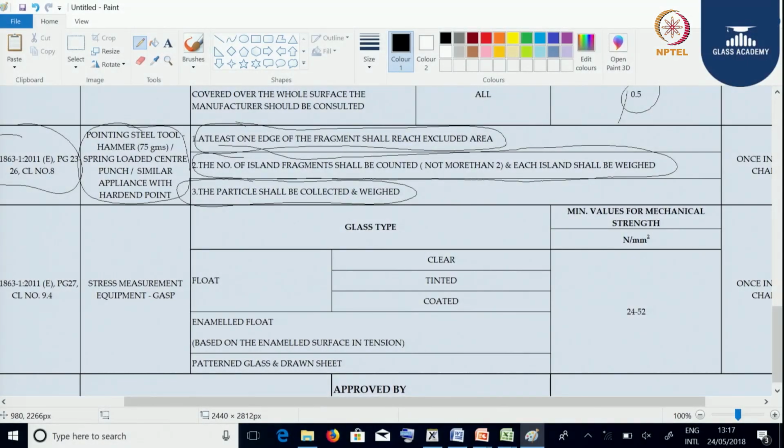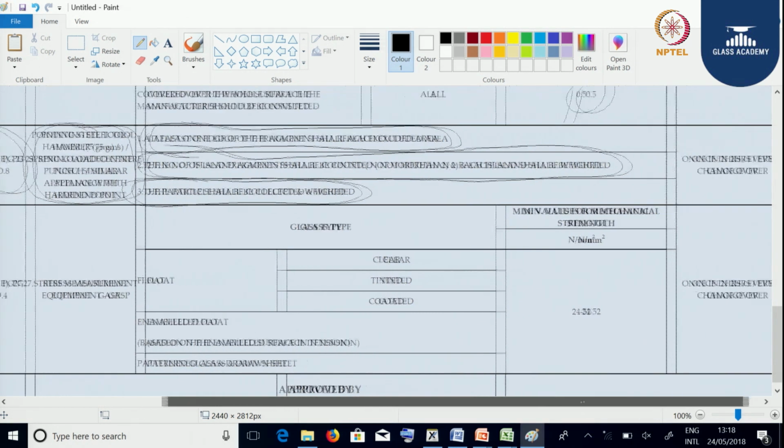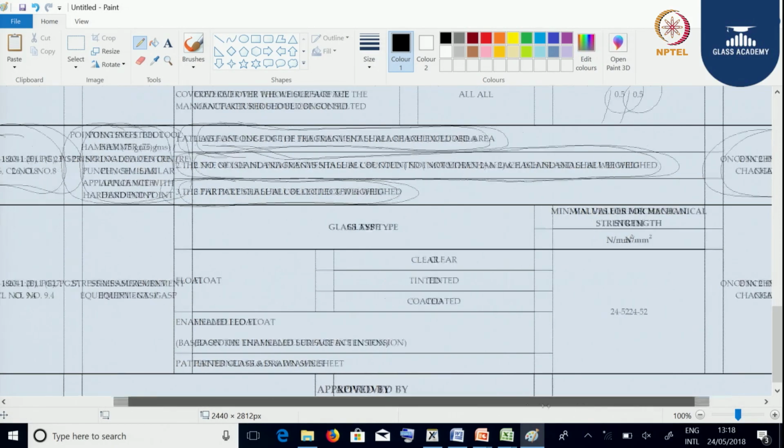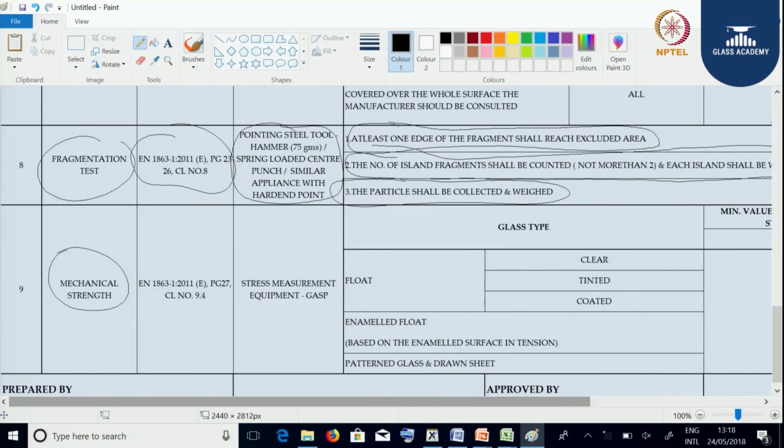First one is, whenever you break the glass, one of the cracks should end at the other side of the edge, and we need to see the number of islands and the particles. We need to weigh the islands and we need to weigh the particles to conclude whether it is heat strengthened or not. And the frequency of testing shall be every 2 hours or whenever there is a changeover. Now this is a destructive method of testing that we have seen so far.